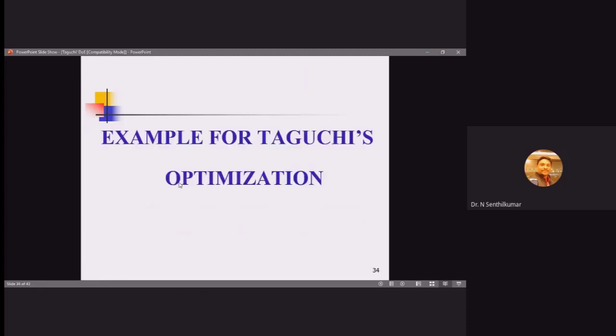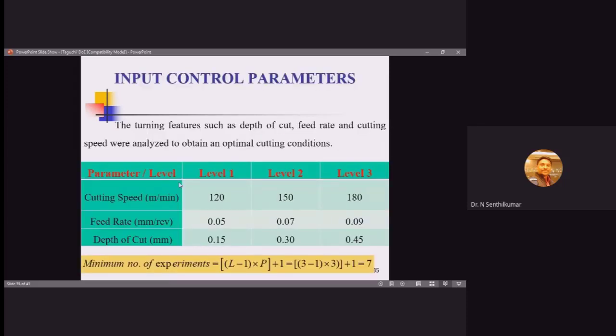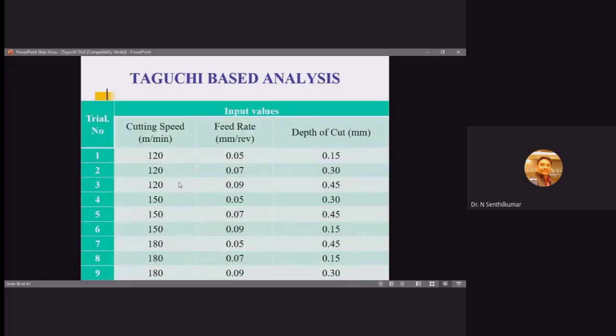Okay. Then example for Taguchi's optimization. We'll see an example, and then we will have a small single experiment hands-on training also. So example. I'm going to consider the cutting speed, feed rate, depth of cut, and each value is varied by 3 level values. So cutting speed I am going to consider 120, 150, 180. Then feed rate 3 values, depth of cut 3 values. So I will be considering L9 orthogonal array.